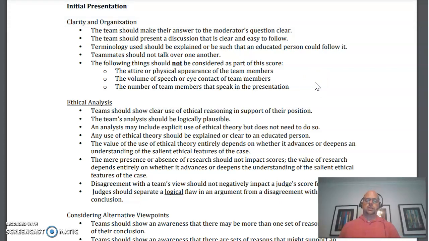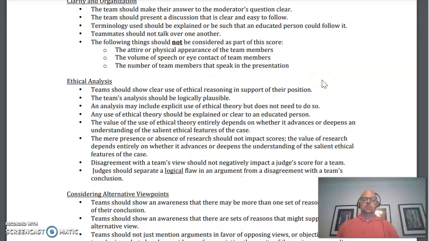And of course, and this is, I think, where it begins to become interesting, terminology used should be explained or be such that an educated person could follow it. So if a team uses a technical term that might be known only in certain disciplines, they should assume that someone in their audience may not be familiar with that term.